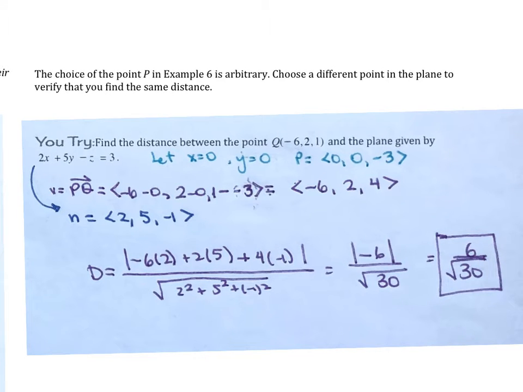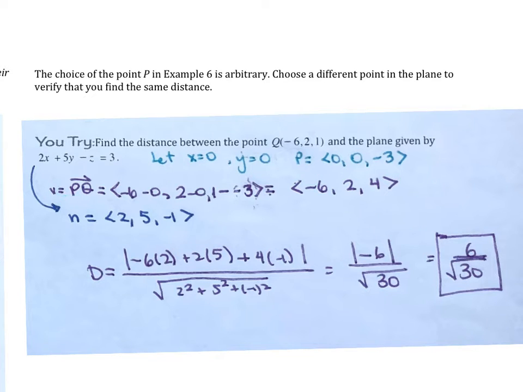In this case, I let x equal 0 and y equal 0. When I did that, I made these terms 0, and all I'm left with is negative z equals 3. That's why I chose x and y to be 0: they're a little bit nicer to work with. Therefore, z is negative 3, so the point on the plane that I'm using is 0, 0, negative 3.